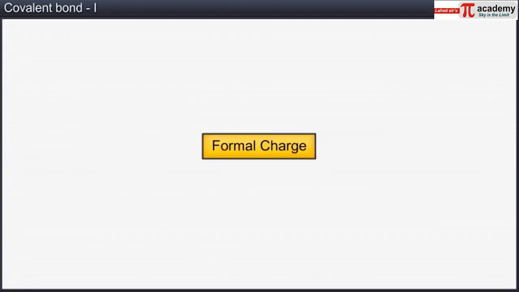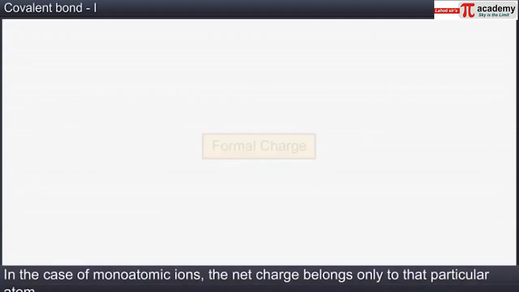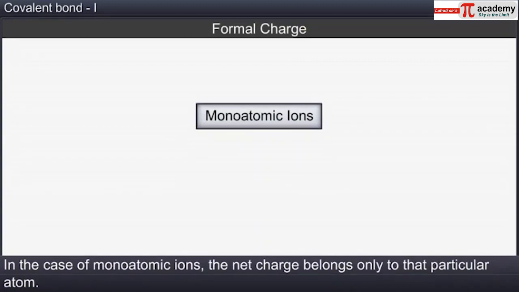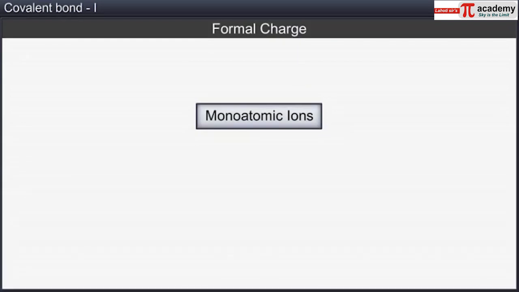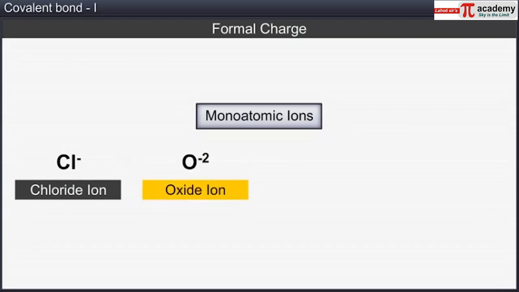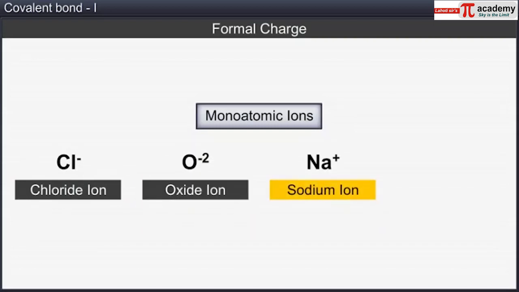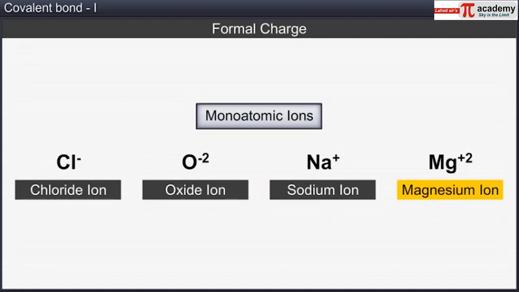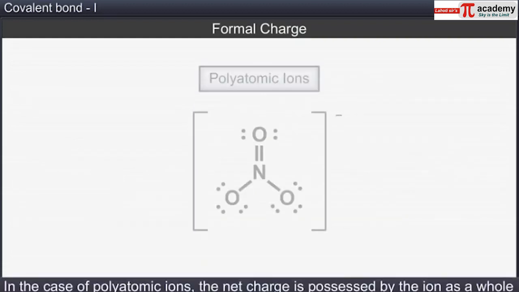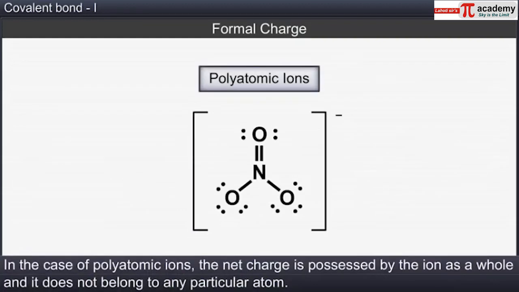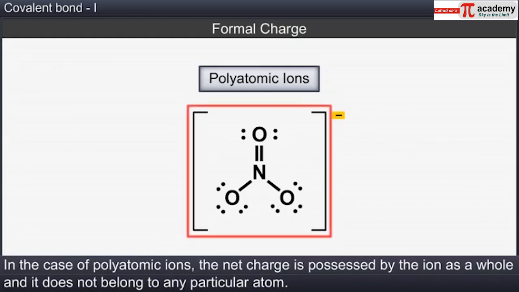Let us now discuss formal charge. In the case of monoatomic ions, the net charge belongs only to that particular atom. For example, chloride ion, oxide ion, sodium ion, magnesium ion, etc. In the case of polyatomic ions, the net charge is possessed by the ion as a whole and it does not belong to any particular atom.